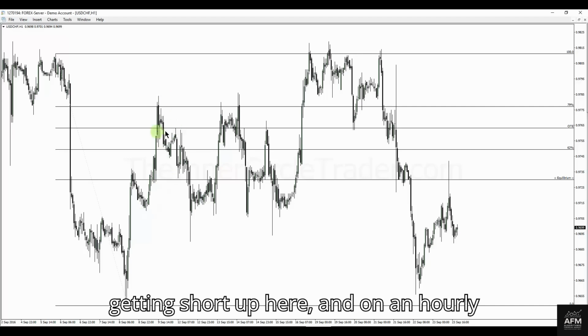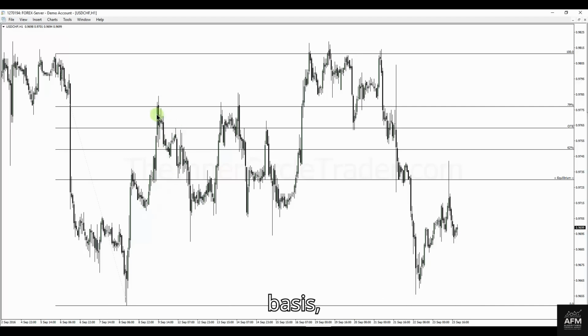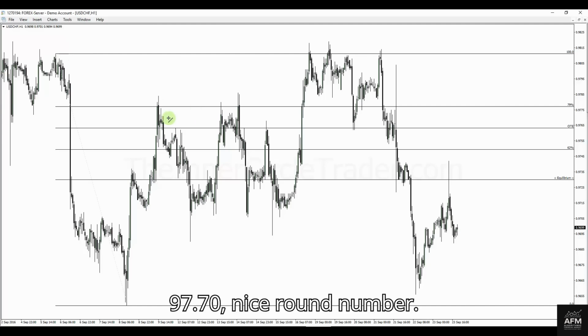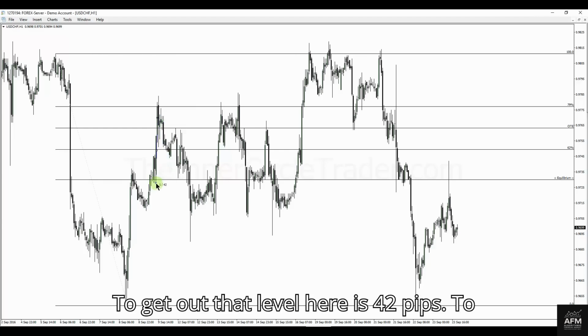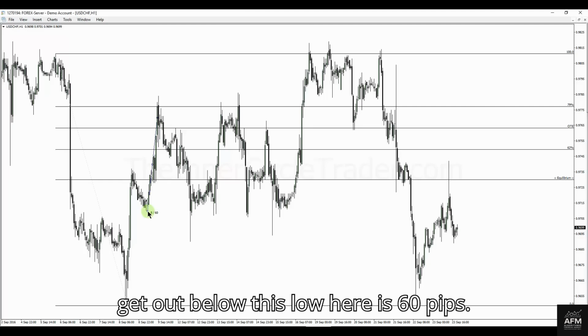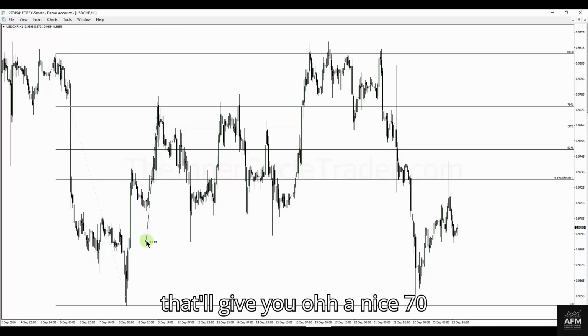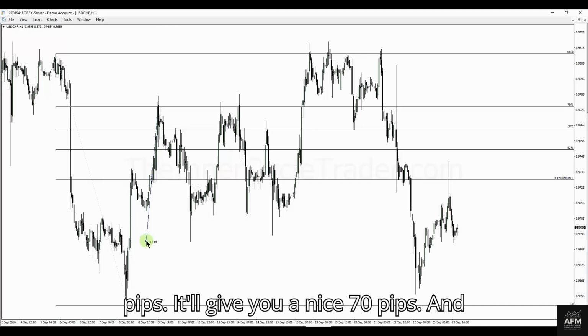So if you're getting short up here, on an hourly basis, say we got short at 97.70, nice round number. To get out at that level here is 42 pips. To get out below this low here is 60 pips. So if you go 10 pips below that, that'll give you a nice 70 pips.